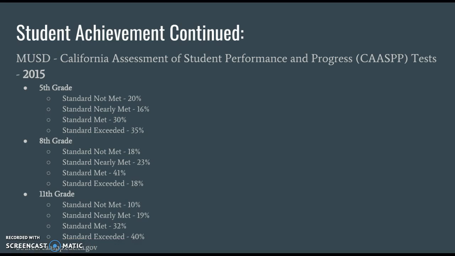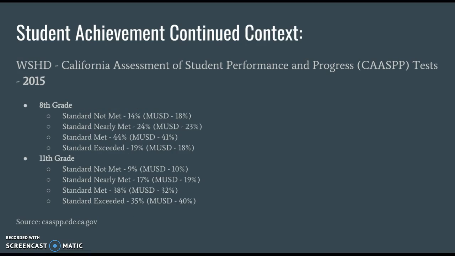And then I have CASP tests in addition to those test scores. So this is the 5th grade, 8th grade, and 11th grade reports, and I have the year 2015 and the year 2016 here. You will see that standards not met get a little better from 2015 to 2016. If you guys want to pause and look at this, feel free. I'm on a time constraint, so I'm going to keep moving.